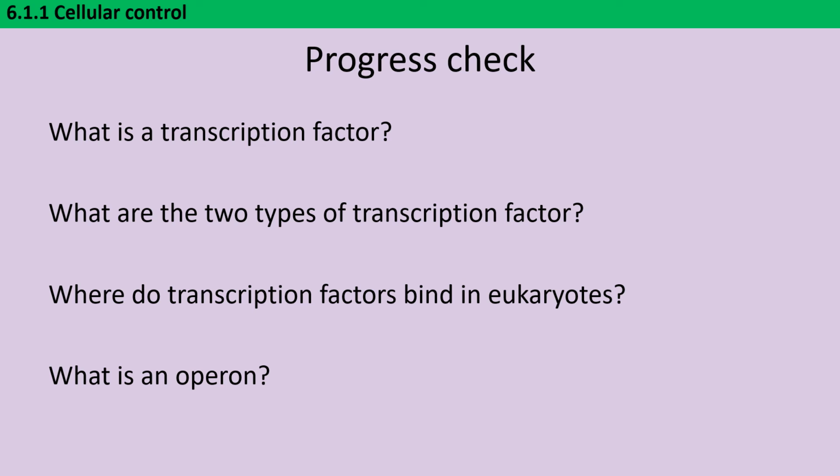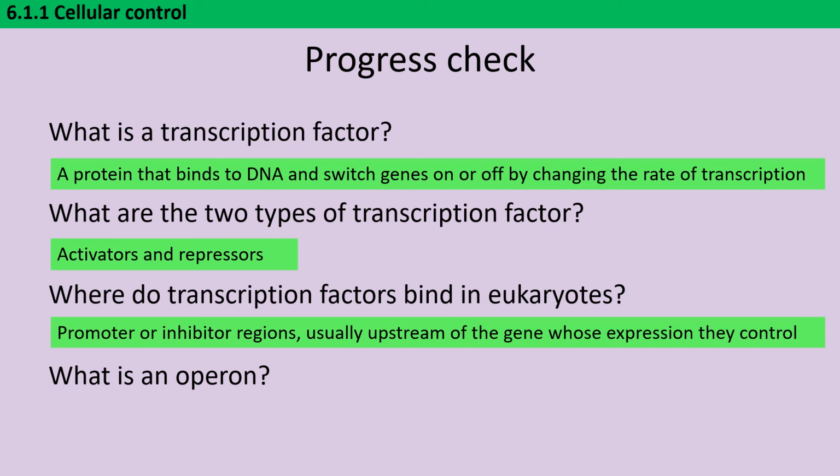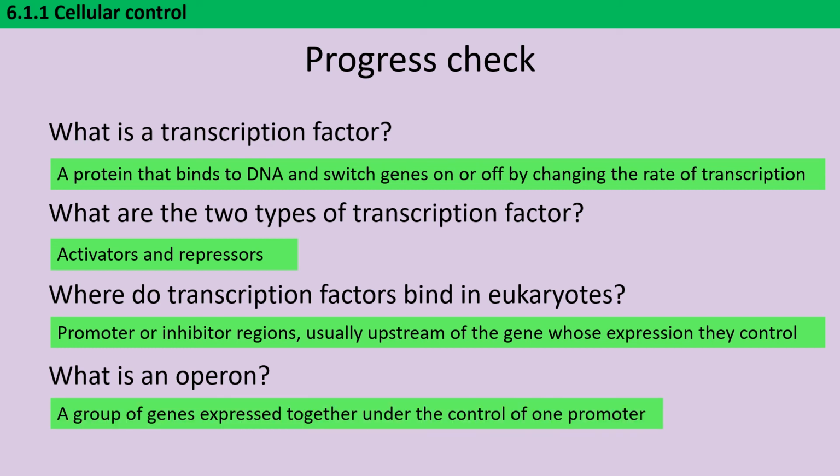A transcription factor is a protein which controls the rate of transcription, either upregulating it or downregulating it when it binds to a piece of DNA. The 2 types of transcription factor are activators, which increase transcription, and repressors, which decrease it. In eukaryotes, transcription factors bind to promoter or inhibitor regions, and these are usually found directly upstream of the gene whose expression they control. And an operon is a series of genes which are expressed together because they're all under the control of a single promoter.